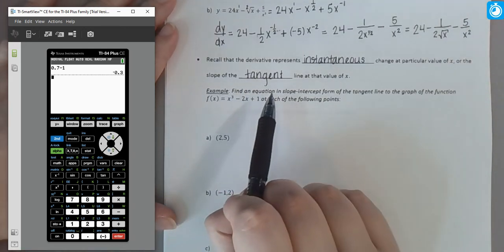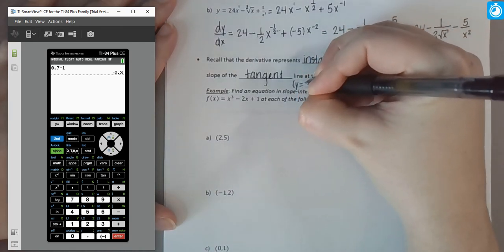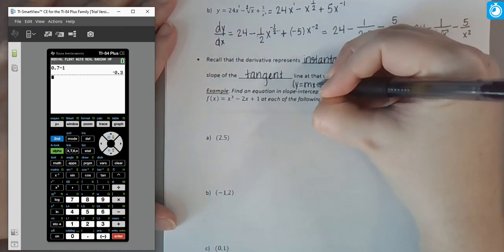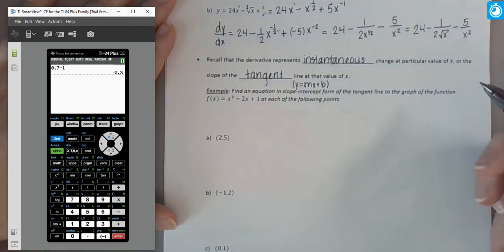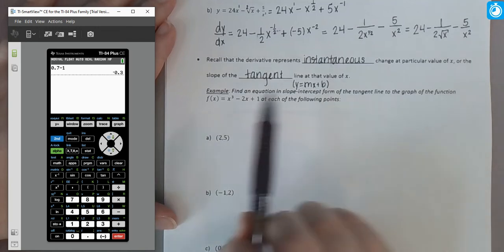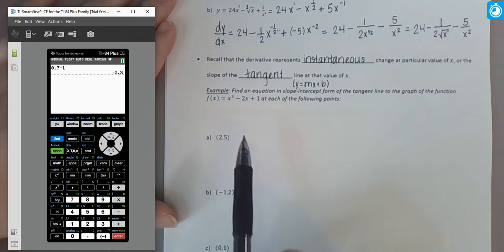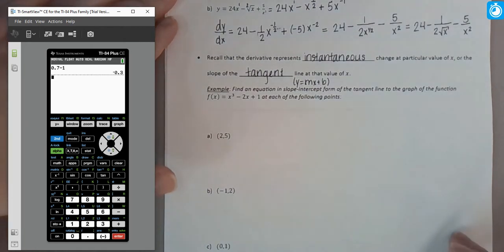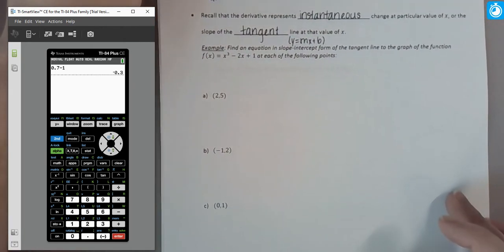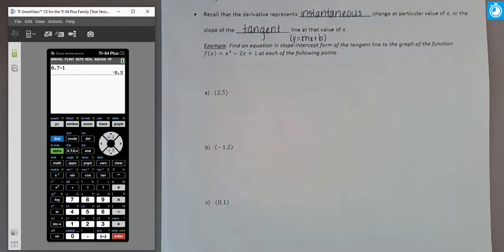So we want to find an equation in slope-intercept form. Remember, that means y is equal to mx plus b, sort of our preferred linear form. We want to find an equation of the tangent line to the graph of this particular function at each of the following points, and we have 3 different points. Okay, so there's a few layers to doing a problem like this.